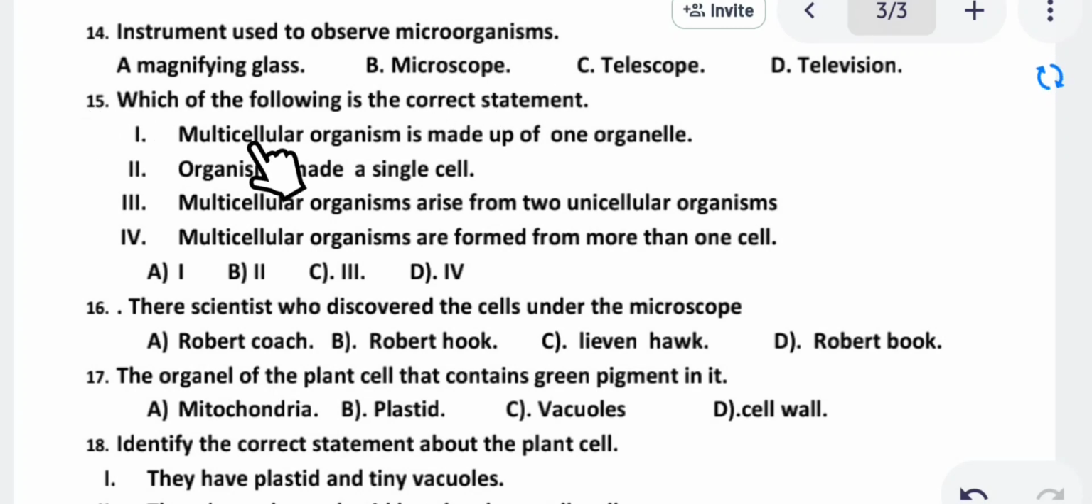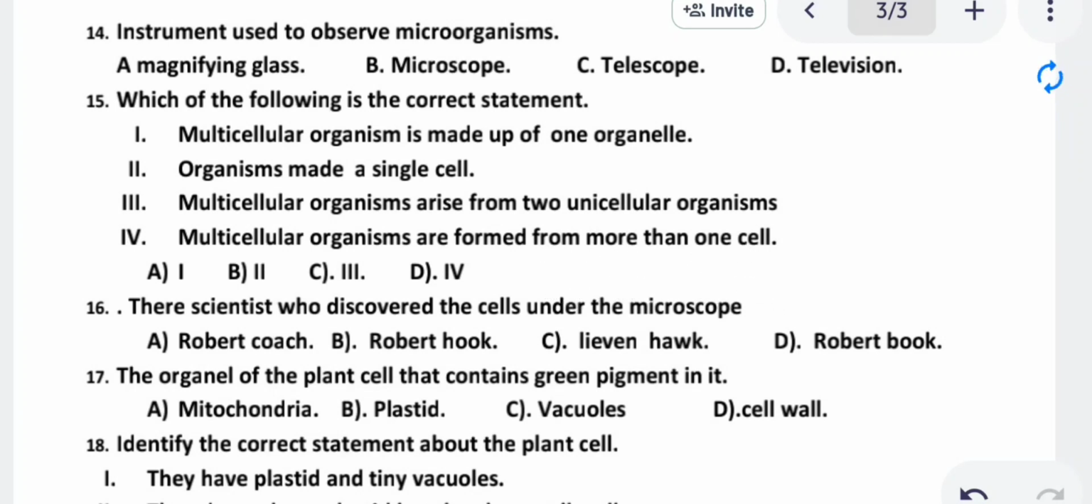15th question. Which of the following is the correct statement? See here, they have asked the correct statement. They have given 4 statements. We have to opt the correct one. Options: multicellular organism is made up of one organelle. Organisms made up of single cell. Multicellular organisms arise from 2 unicellular organisms. Multicellular organisms are formed from more than one cell.